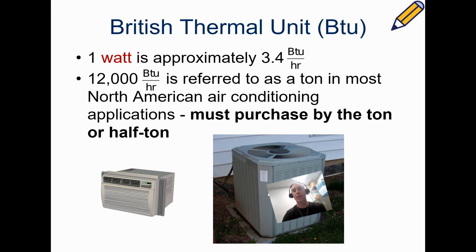And when you purchase air conditioners, you always purchase by the ton or the half ton. So if you need 5,000 BTU per hour, you have to round that up to 6,000, which is a half ton. That's how we would do that. If you need 12,000 BTU per hour, then you have 1 ton. So we're just going to be doing our measurements: we divide by 12,000 and then we round up to the nearest half unit. So half ton, 1 ton, one and a half, two, etc.